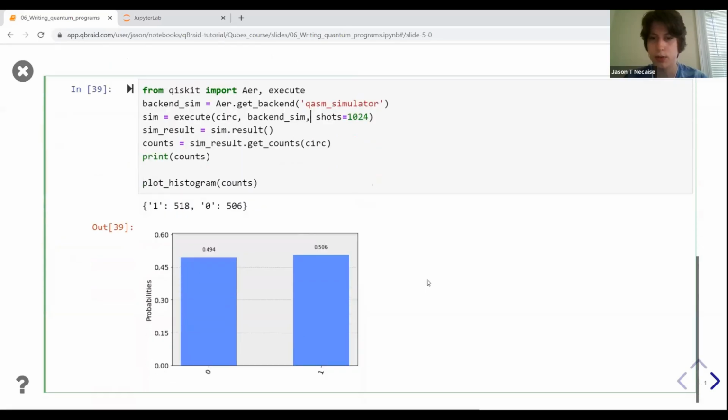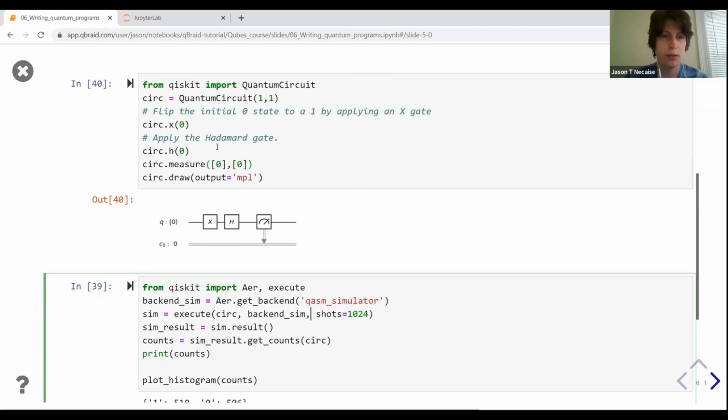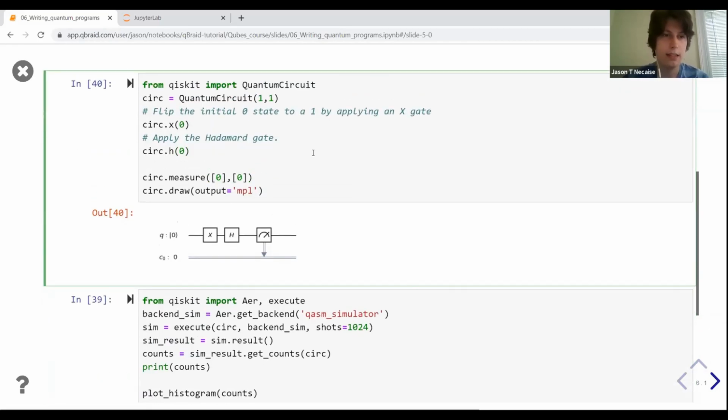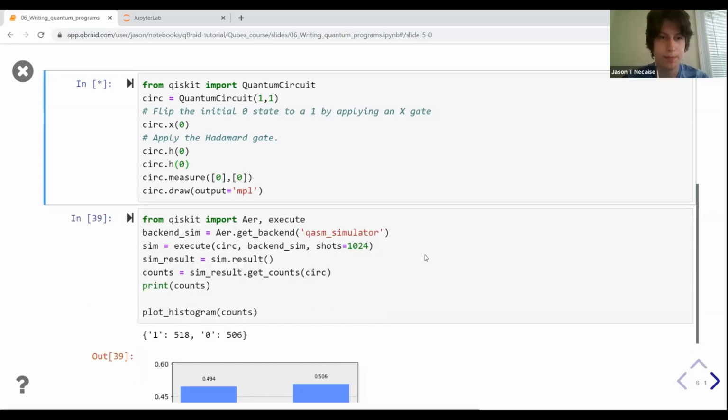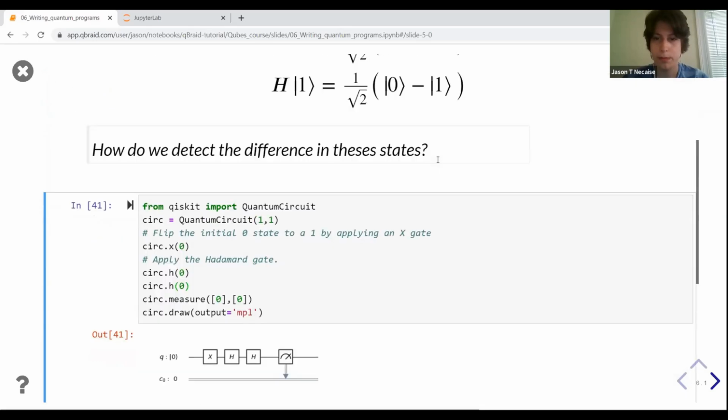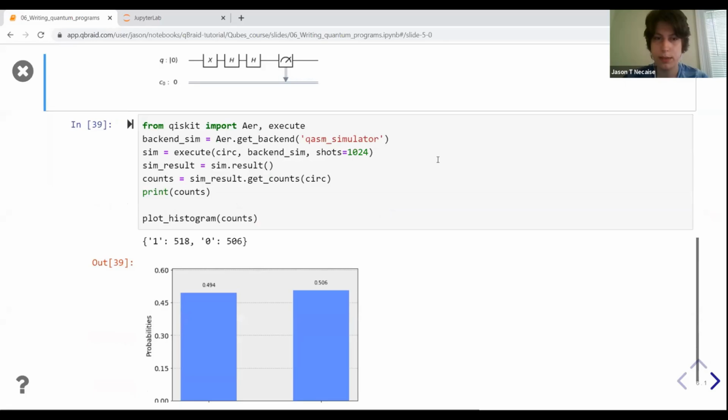Yes, so we're going to see the difference between the plus and minus in the Hadamard in a moment. So something else that we can notice is what happens if I add another Hadamard onto the same qubit, right? Does anyone know what will happen?